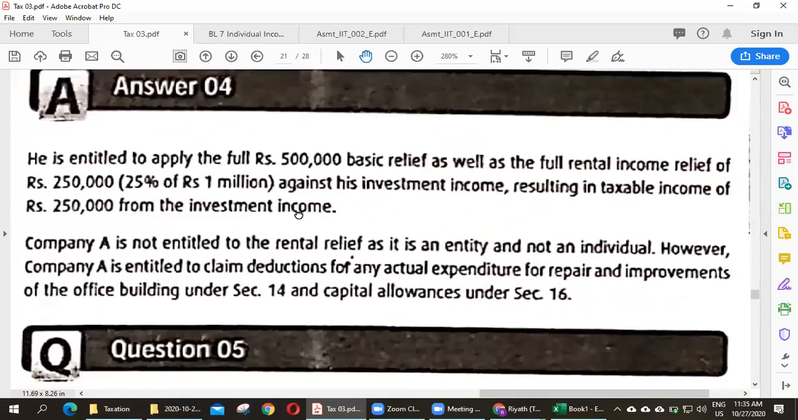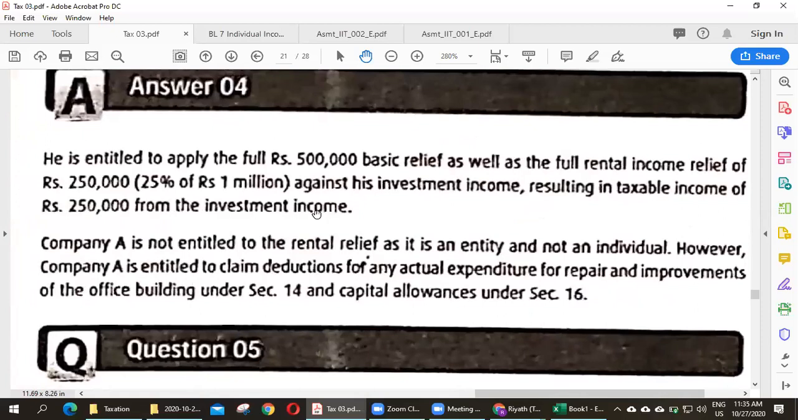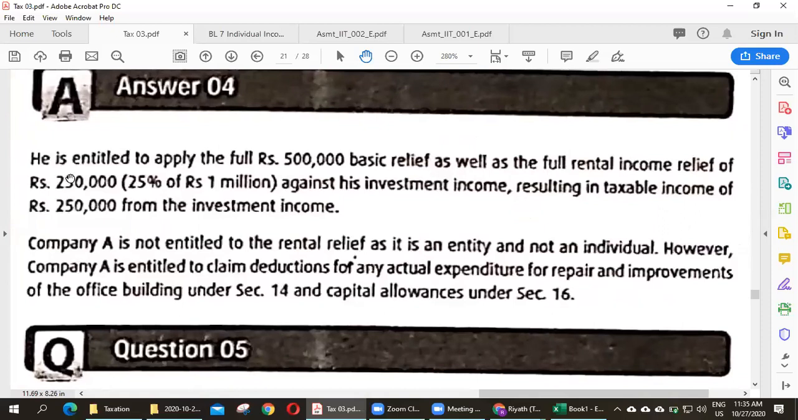His main business is giving property for rent and earning rent income. He is entitled to apply the full 500,000 basic relief as well as the full rental income relief of 25% of 1 million against his investment income, resulting in taxable income of rupees 250,000 from investment income.